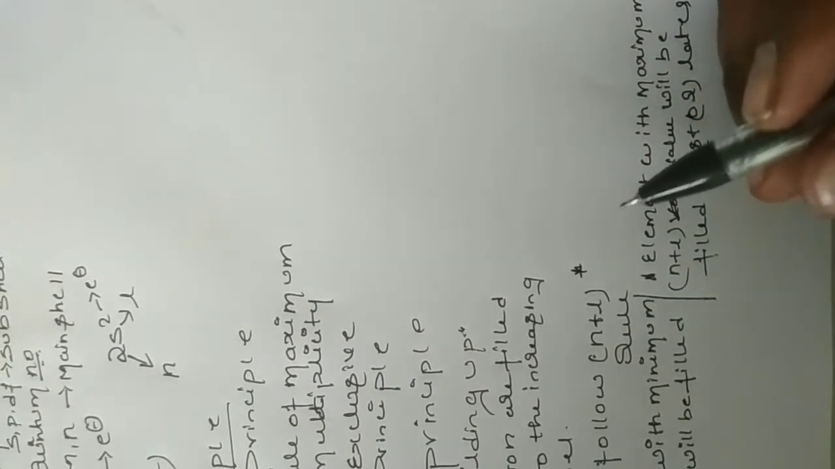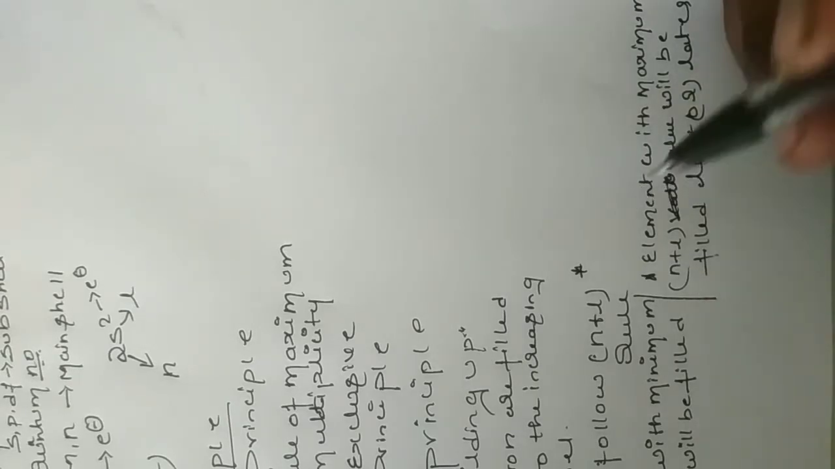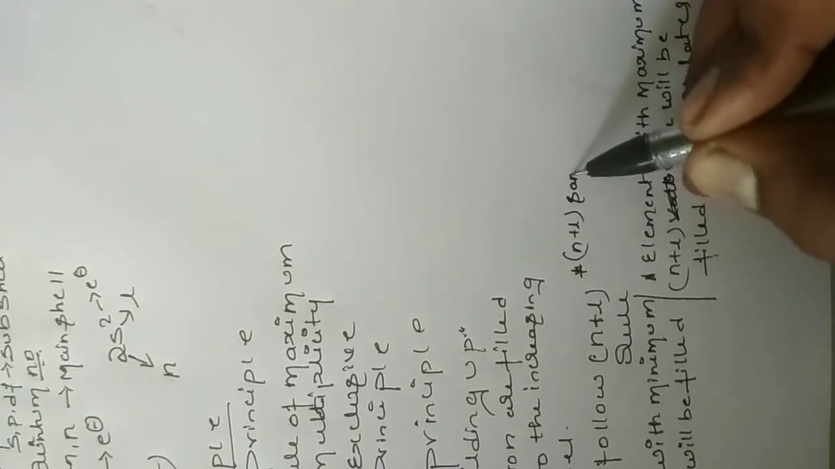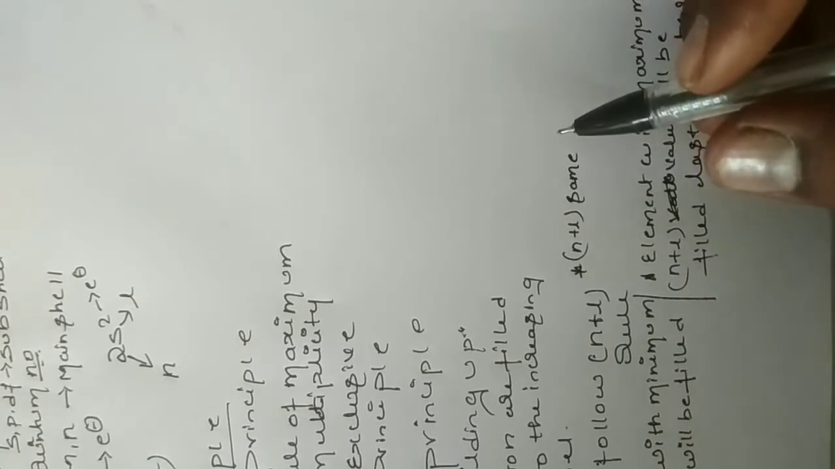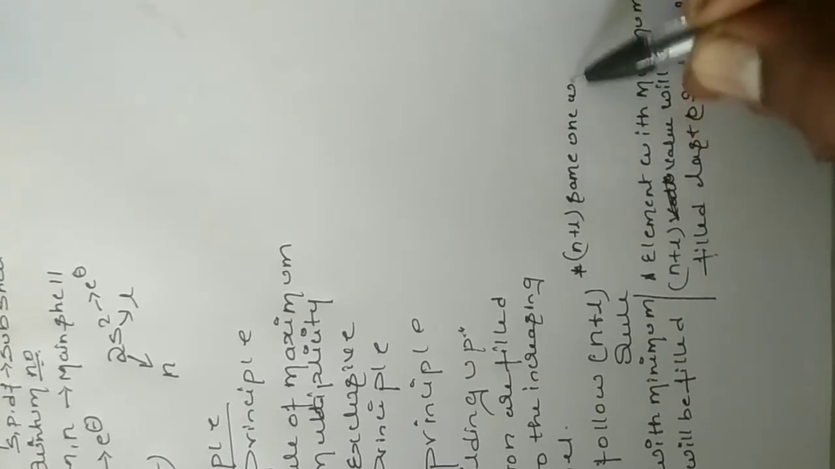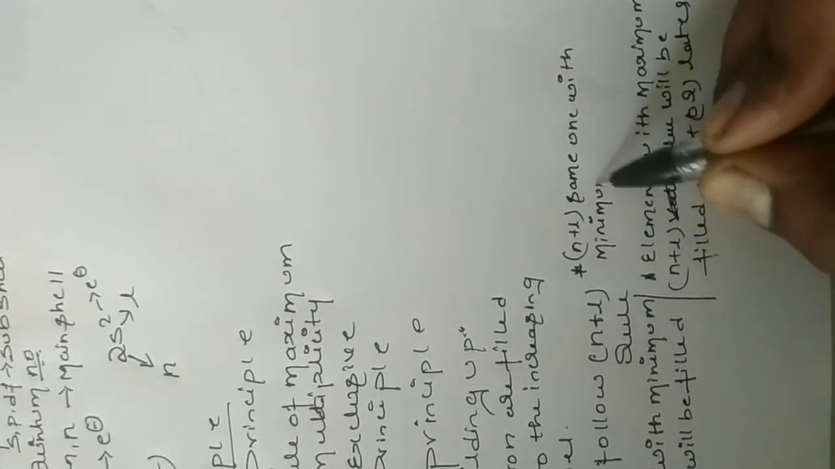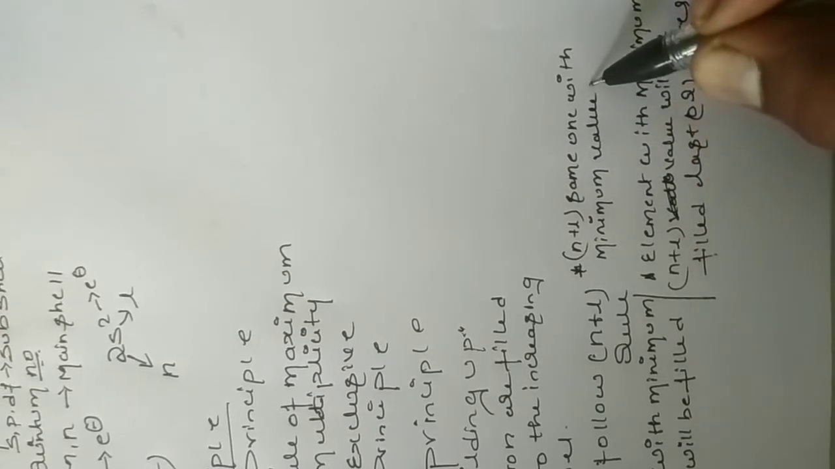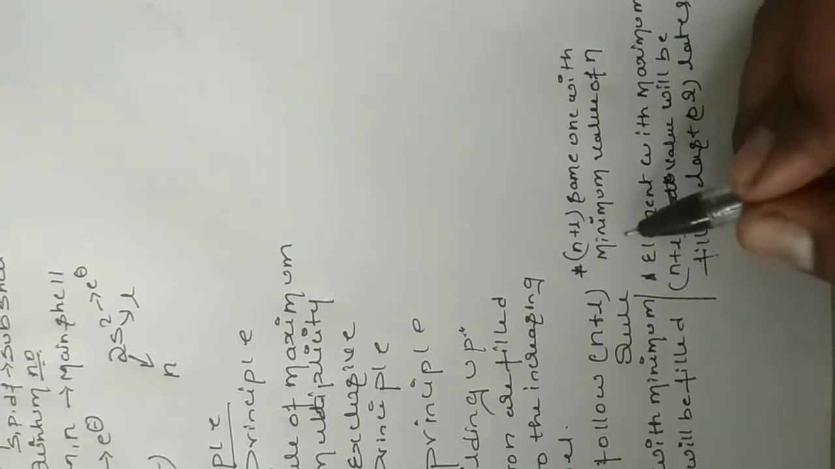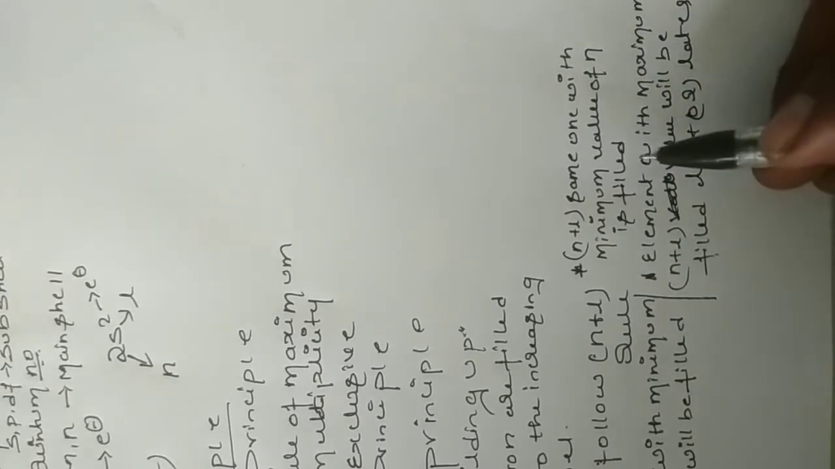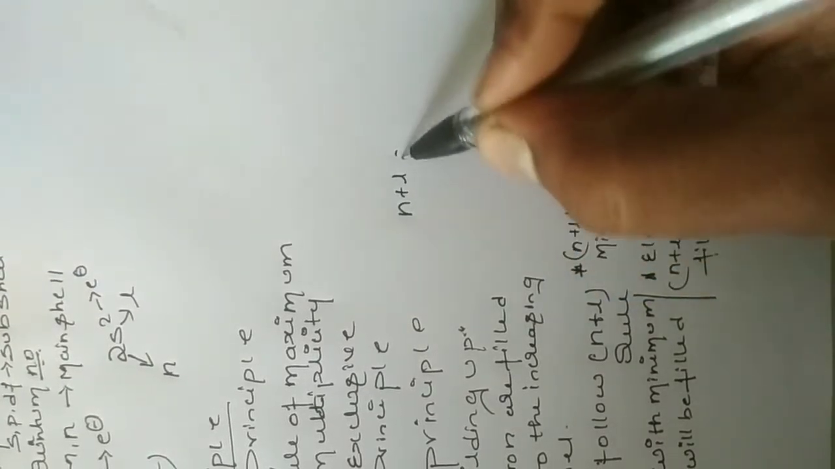Another point: what if the n+l values are the same? If the n+l value is the same, the one with the minimum value of n, the principal quantum number, is filled first.